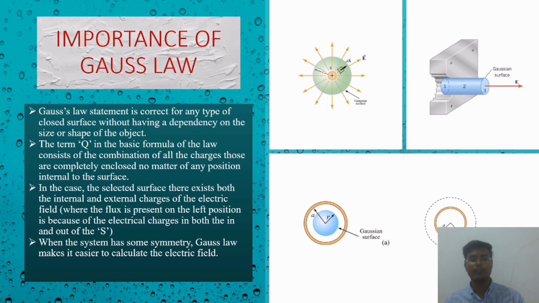Now my friend has already covered the basic formula of Gauss's law. In the formula of Gauss's law, the Q, which represents the charge, is the combination of all the charges that are completely enclosed, no matter the position internal to the surface. In the case of the selected surface, there exist both internal and external charges of the electric field. But the flux is present because of the electric charges both in and out of the selected surface.